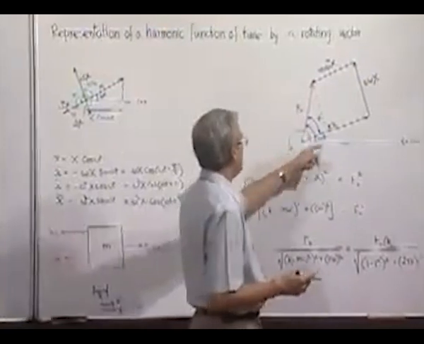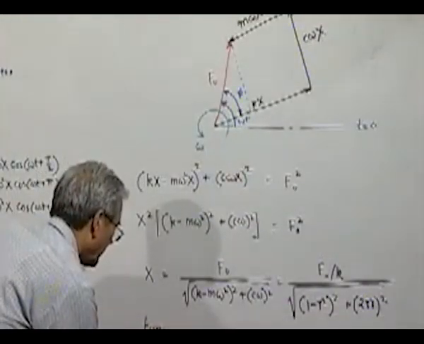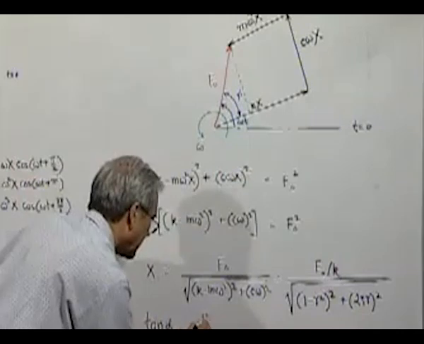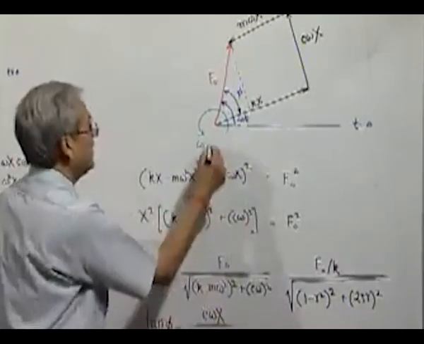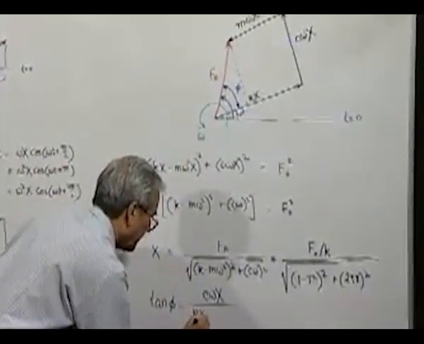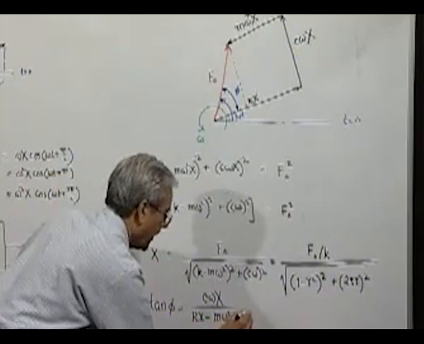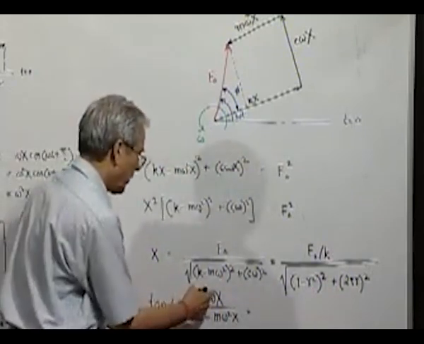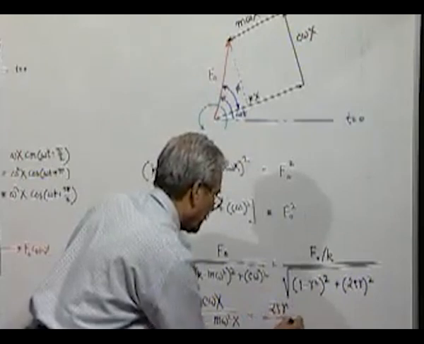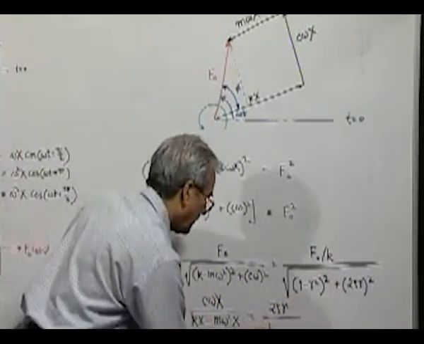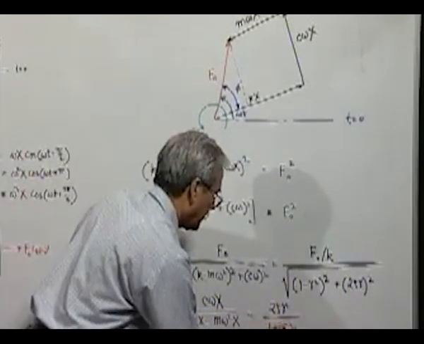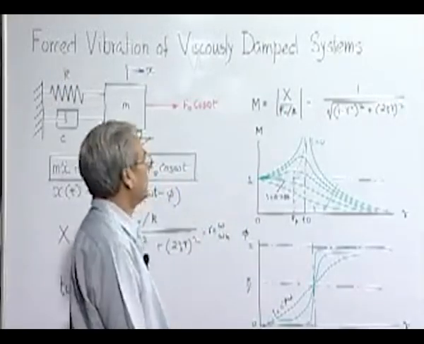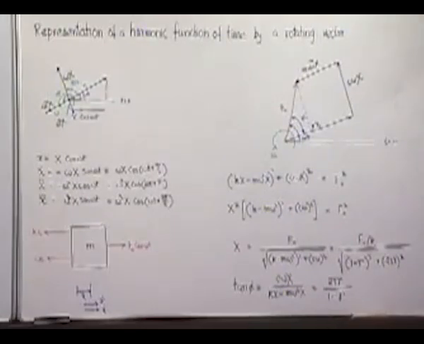Now, the phase difference also directly comes from this diagram. Obviously, tan phi is nothing but c omega x by kx minus m omega square x. If you cancel x from numerator and denominator and divide both by k, c omega by k is nothing but 2 zeta r, k by k is 1 and m omega square by k is nothing but r square. So, both the results, which we had to struggle a little to get by solving the equation, we directly get from this diagram. So, this approach is very convenient.